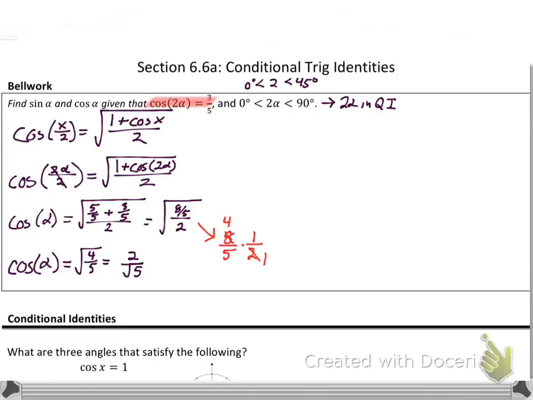What happened? Oh, I see it. I see it now. That should be just alpha.